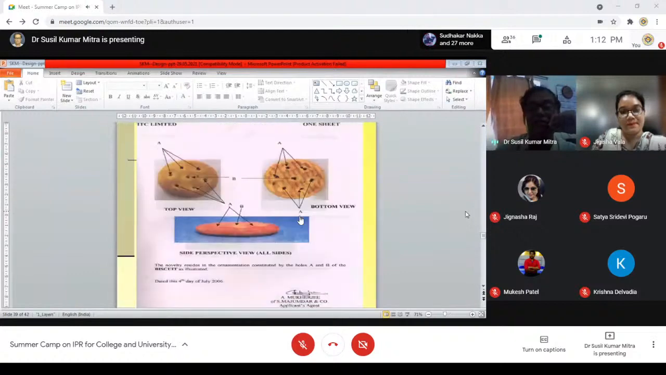The next slide is a biscuit. Here the biscuit also can be registered as a class of food. And here also you see they have marked the A, B portion, that my novelty is residing in A and B portion, not in the circular shape or configuration, because it is known to everybody. So they are marking and they mention the novelty statement that the novelty resides in the ornamentation constructed by the holes A and B of the biscuit as illustrated.